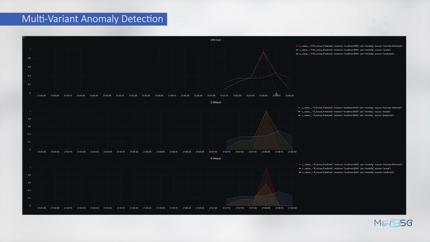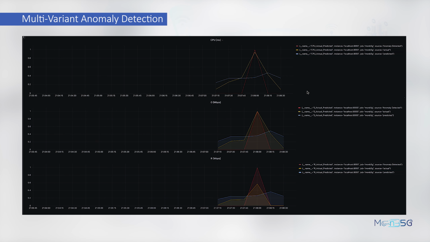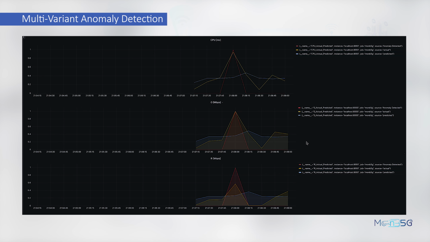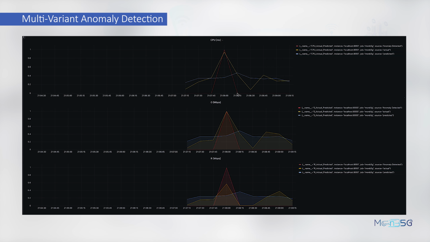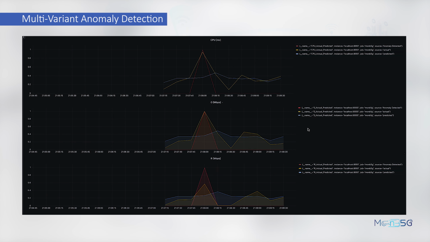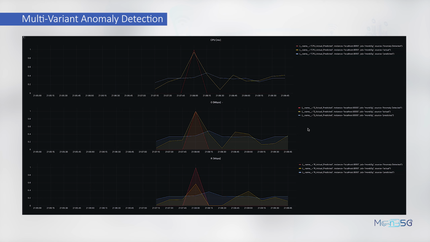3 variables, namely CPU, outbound pod traffic, and average bit rate at G node B, are being observed. An anomaly detection is caused by the activation of 8 users at a period when only 1 user was expected, resulting in anomalies in the 3 observed variables.